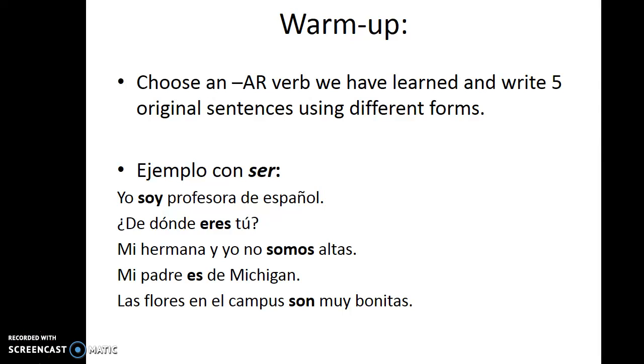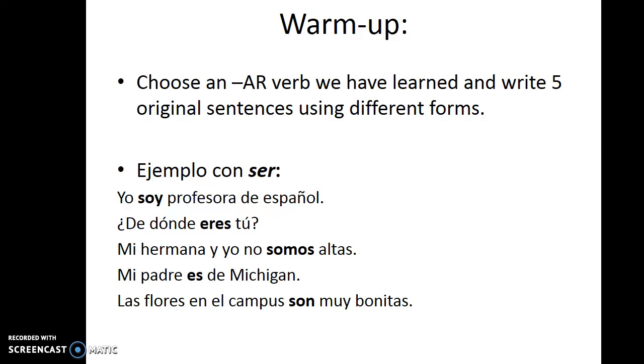Okay, buenos días. Today we're going to do an introduction to our ER and IR verbs in Spanish. Remember in chapter 2, I told you guys that there are 3 kinds of verbs in Spanish. We have AR verbs, ER verbs, and IR verbs. So that means that once we've seen these next 2 sets of endings, we will have seen all of the present tense endings that we have in Spanish.